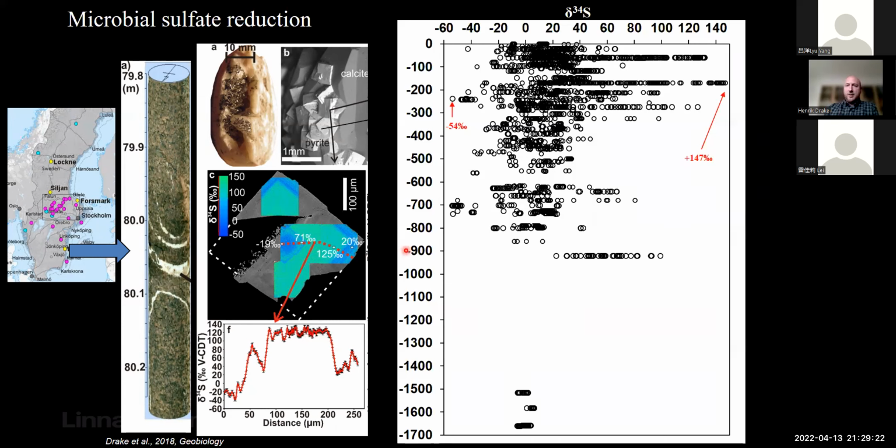So taking all this together, we go from -54 up to +147. This was presented in our last year's study in Communications Earth and Environment, a study where we got this extremely heavy value. And this reflects a Rayleigh distillation and a microbial sulfate reduction. And again, we see that these values of extreme variability go down to 900 meters. And at great depth, we don't have them. Probably it was too hot at that time. And they go down to -54.